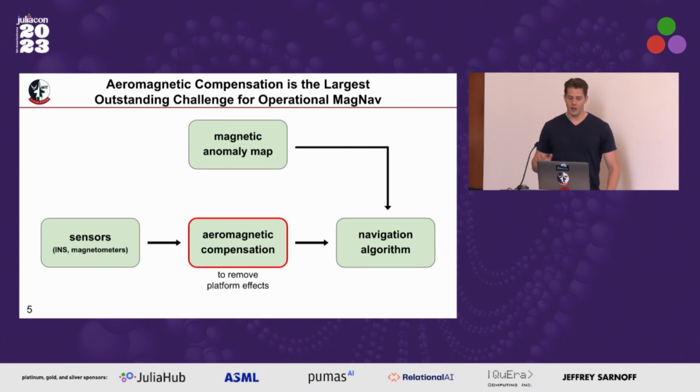And just to give you an idea of the kind of overall steps for doing this type of navigation, there's some sort of sensors, the INS system, like I mentioned before, magnetometers that measure your magnetic field, and you have other sensors as well, barometer, that type of thing. You get these different readings, and you need to compensate the magnetic signal. That's the real challenge, to remove these platform effects, we call it, or the noise in the magnetic signal. And those signals go into the navigation algorithm along with some magnetic anomaly map.